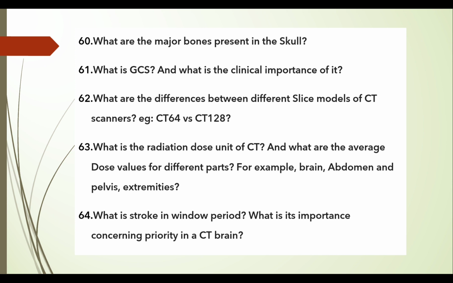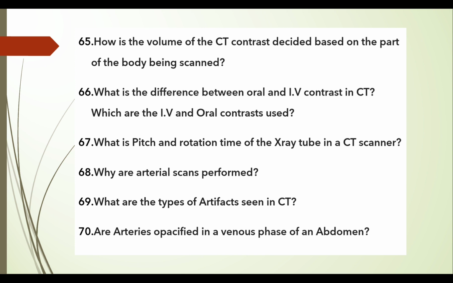E.g., CT64 versus CT128? What is the radiation dose unit of CT? And what are the average dose values for different parts? For example, brain, abdomen, and pelvis, extremities? What is stroke and window period? What is its importance concerning priority in a CT brain?